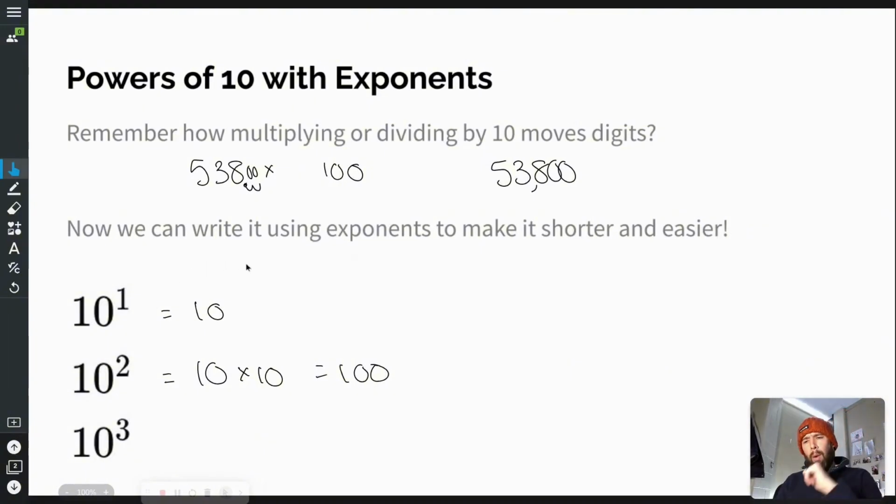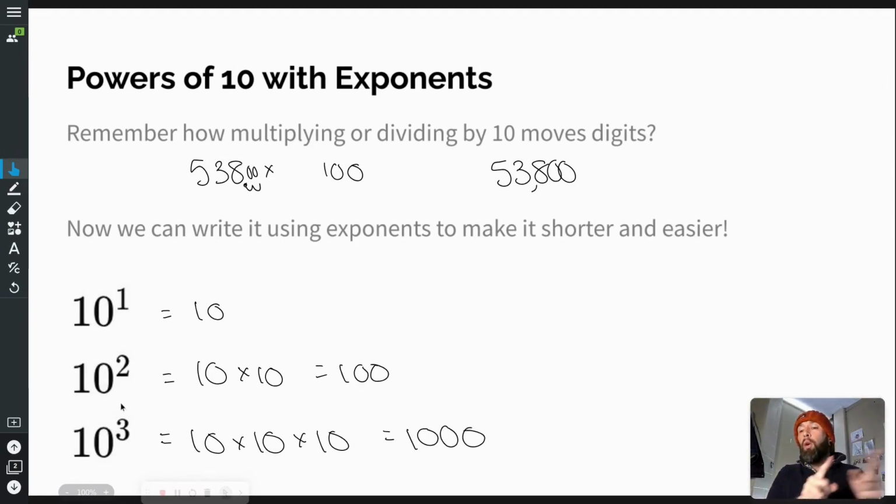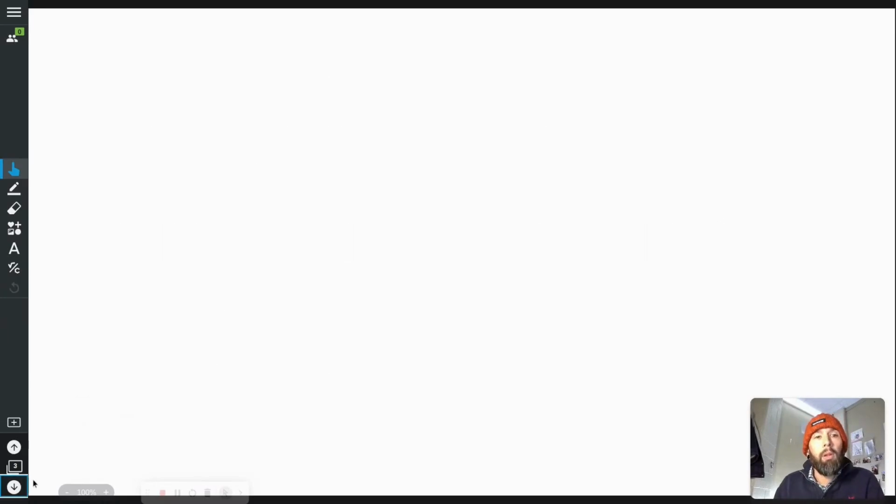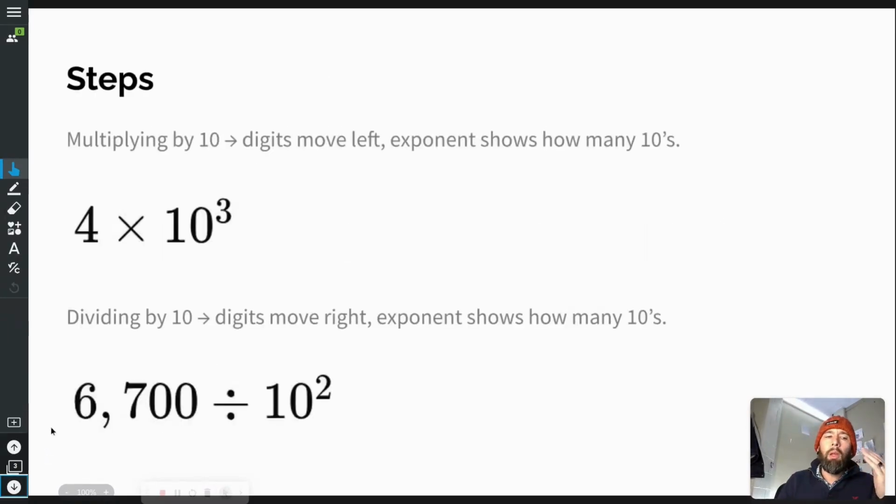So if you're thinking, oh, I get it. 10 to the third power is the same thing as 10 times 10, which is 100, times 10, which is 1,000. So 10 to the third power has you move over 3 times in whatever direction. That's exactly what you're doing. So 10 to the whatever power, that exponent tells you how to move. Okay? Now, we're going to be using regular numbers. We're going to be using decimals too, I believe. And we'll deal with that when we have to deal with that.